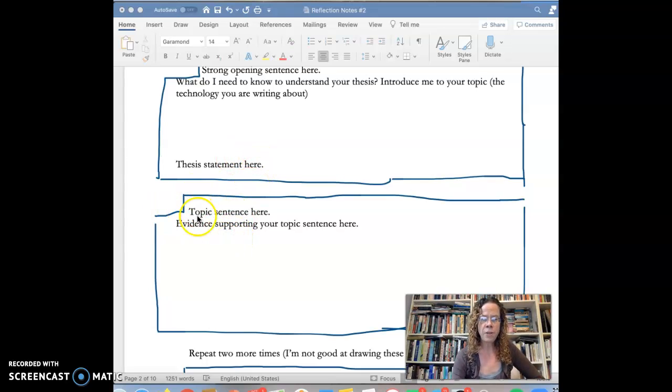So again, you're going to indent your paragraph, topic sentence here, and then the rest of the paragraph needs to stay focused on proving whatever it is that you said in your topic sentence. I want to say something generally about your thesis statement and your topic sentences.